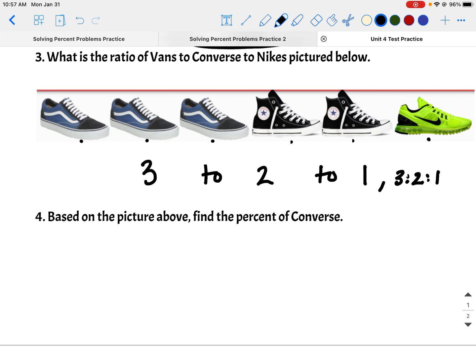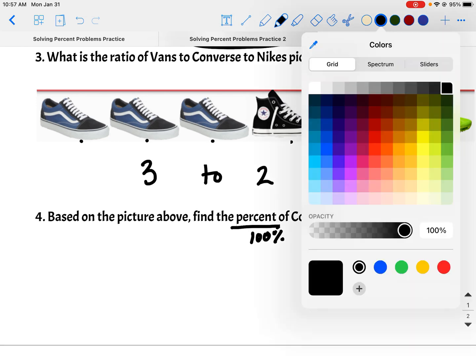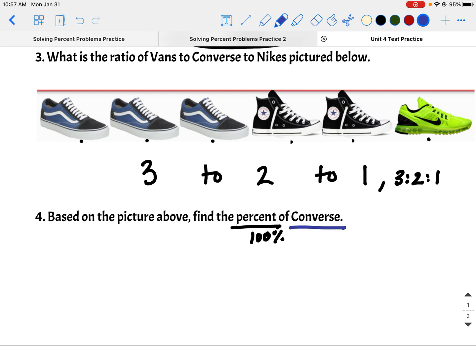Now it says, based on the picture above, find the percent of Converse. Now, anytime we're trying to find percents, we know they always have to be out of 100, right? Before we find a percent, we need to think about what can we start off with that we know. Well, we're talking specifically about Converse, right? So how many Converse are there? There's 2 pairs of Converse, right? And that's 2 out of how many? Well, that's 2 out of 1, 2, 3, 4, 5, 6 shoes total, right?